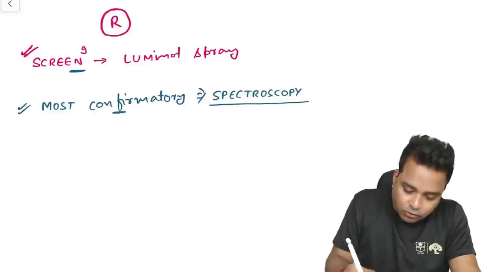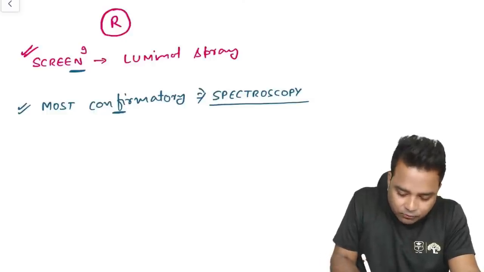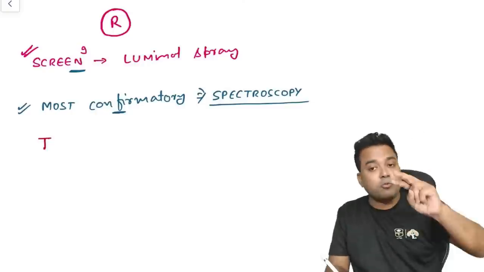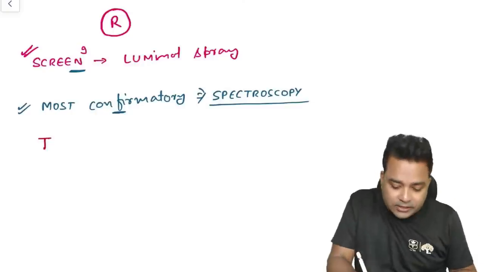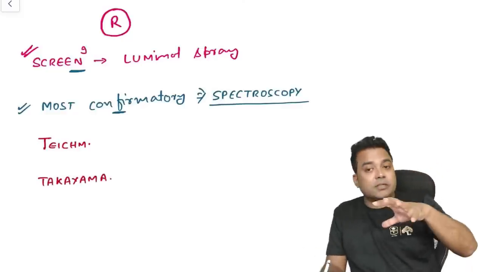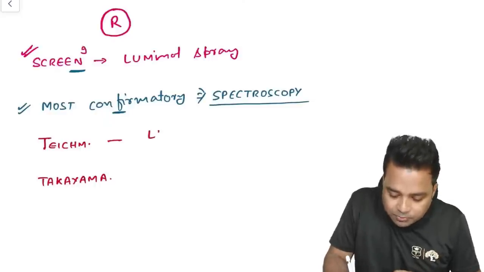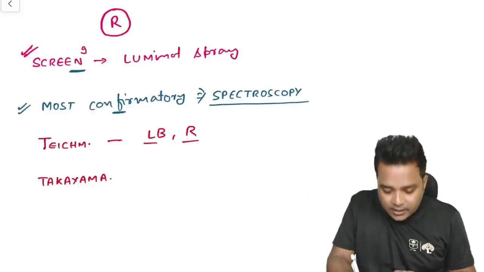Thereafter, I will recall that a TT bat, table tennis bat, is red in color on one side. And there are two microscopic tests. One is Teichmann's and another one is Takayama, with the help of which I can prepare crystals and look under the microscope. In Teichmann's, the output is light brown, rhombic shaped crystals. In Takayama, the output is pink color, feathery crystals.